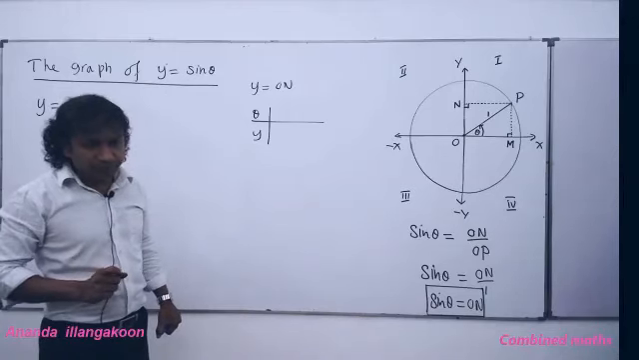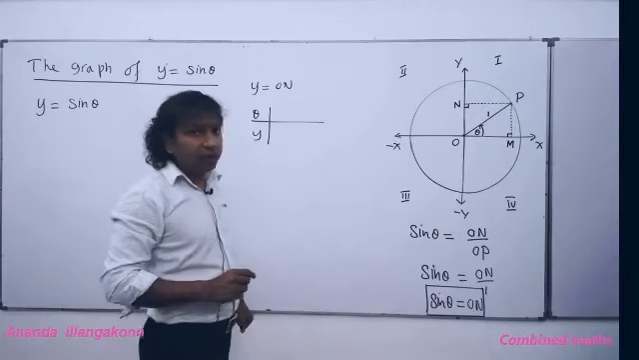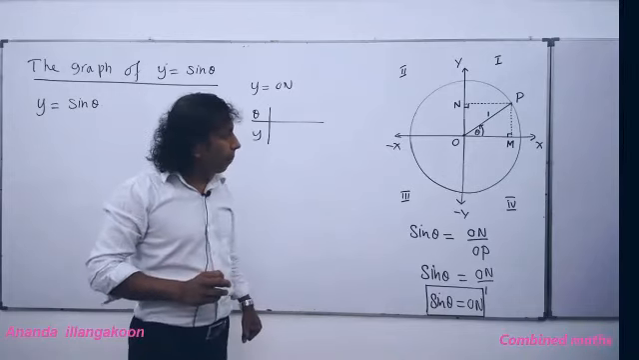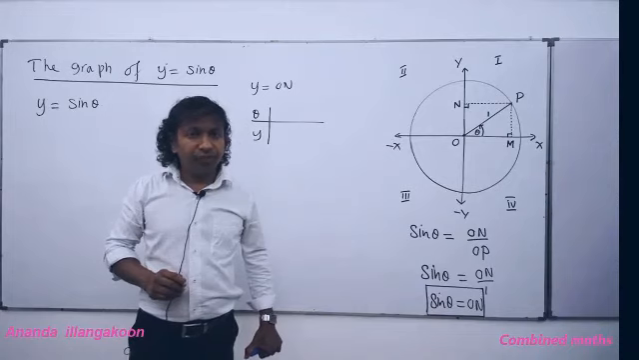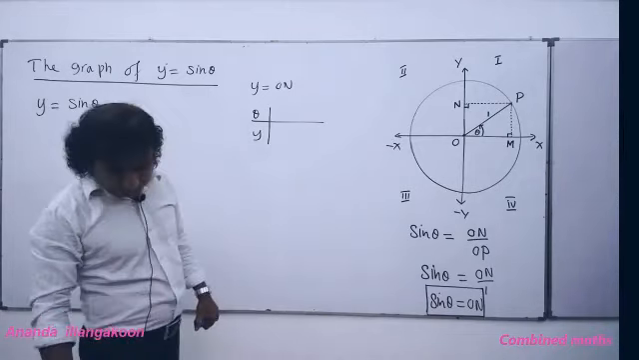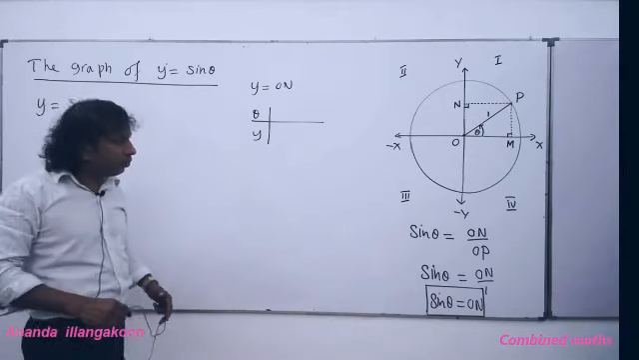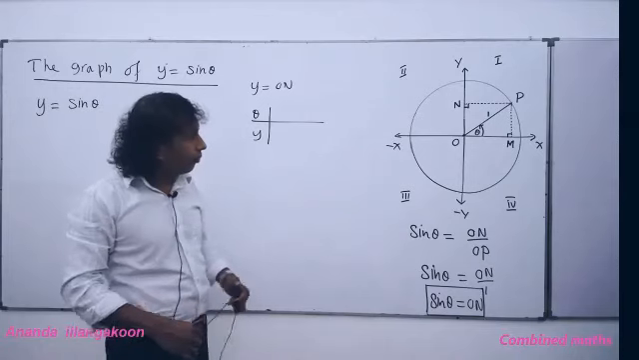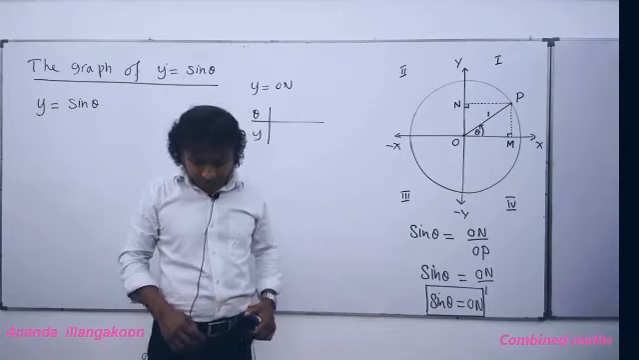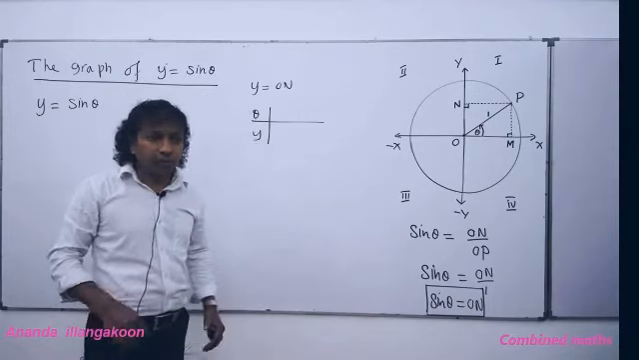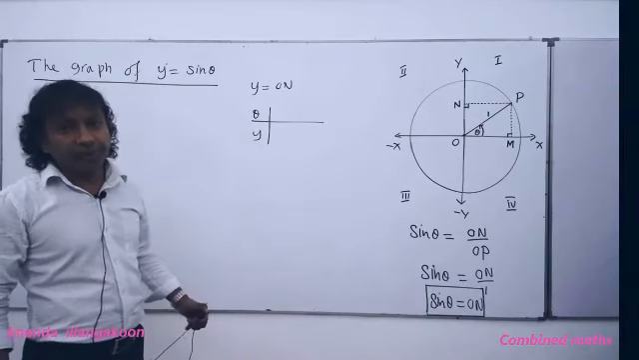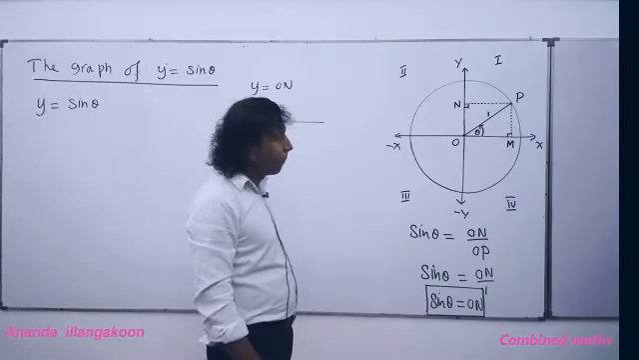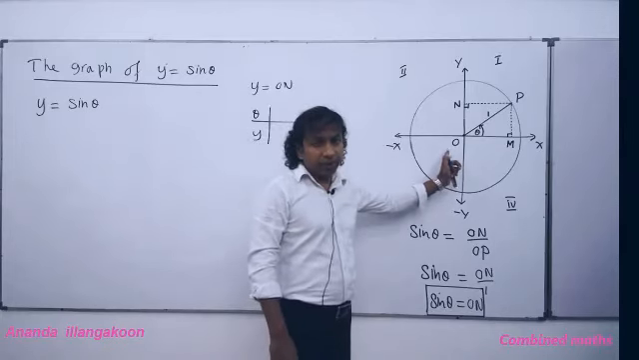Consider a circle with center O and radius one. Right. Now draw this diagram, people.